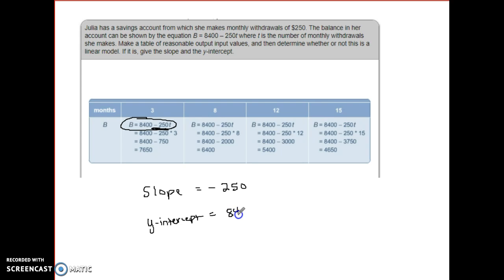So that $8,400, that's how much Julia is starting off with. Then after 1 month, she deducts or withdraws $250. Another month, she's withdrawing another $250. So your y-intercept is a fixed amount. That's where you're starting from. The rate, or the slope, is how much it's changing after each amount. So after each month, in this case, it's changing.